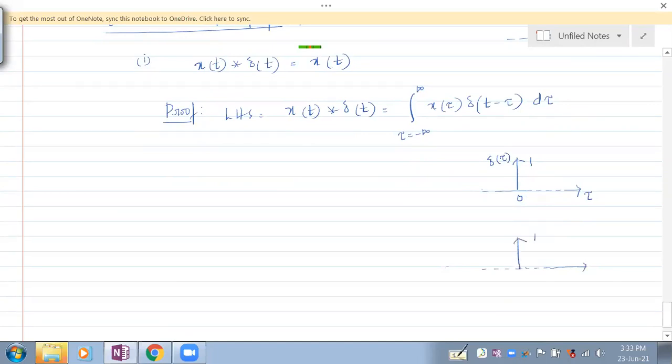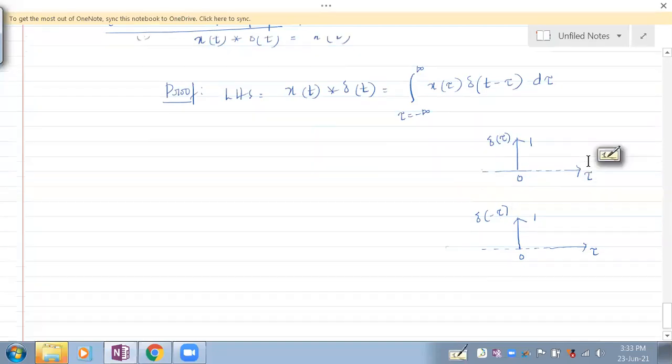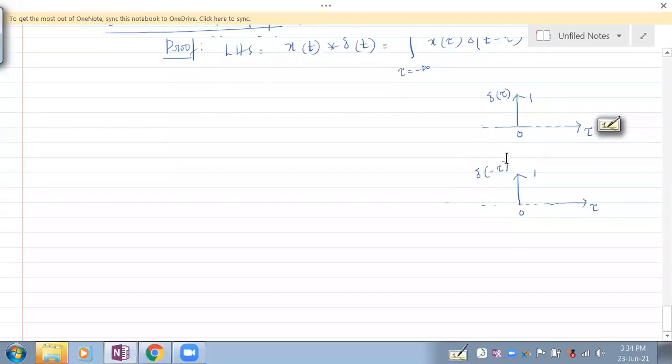Delta of minus tau would also be the same, because it is existing only where? Tau equal to 0. So in that sense, this impulse function is which signal? We have done the classification initially. So seeing those classifications, can you tell me delta of tau is equal to delta of minus tau? So that means this impulse function is an even signal.